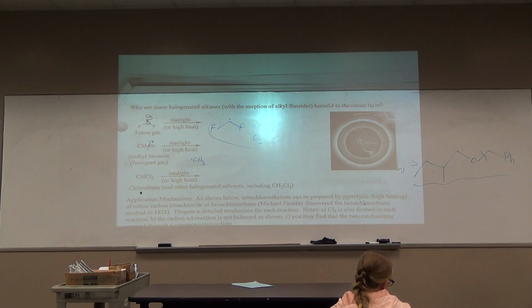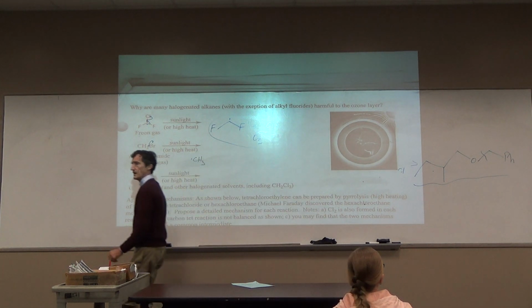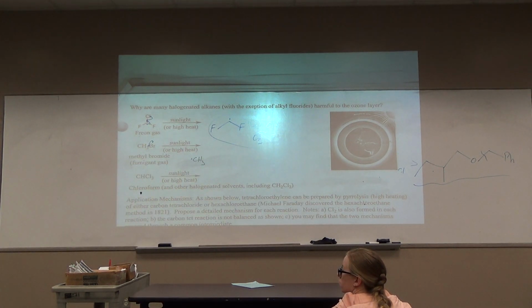Now, bond strength is important. Which halogen makes the stronger bond to carbon? Or I can say, which makes the weaker bond? What's the bond strength trend? Which halogen makes the weaker bond to carbon? You can look at the table I gave you. Iodine makes the weaker bond because it's so big, and also it's less electronegative.